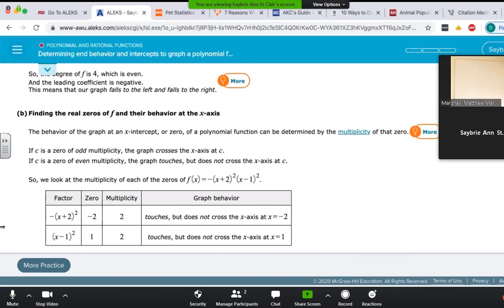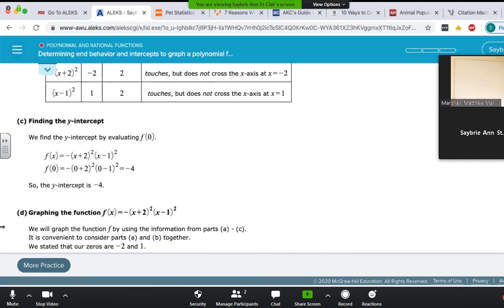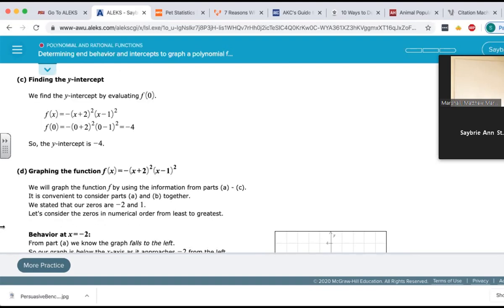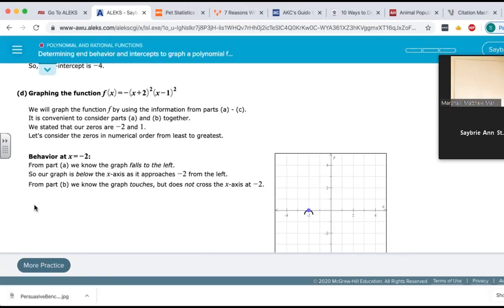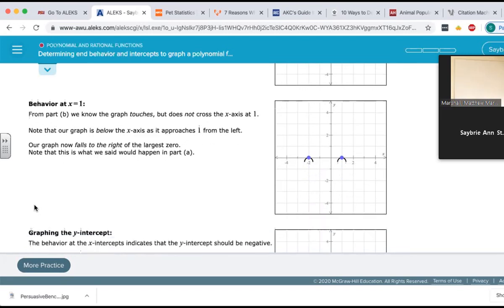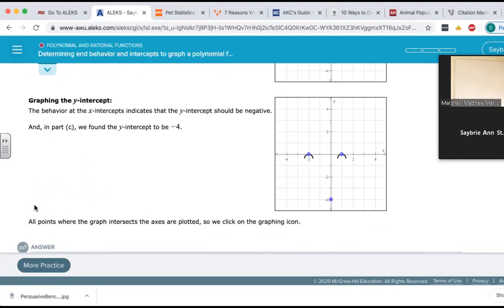You want to go down a little bit? Sorry, I got hung up on that. So plug in 0, do the math, negative 4. Alright, and then go down to D. This is so many parts. So negative 2 and 1 are the zeros. Falls left, goes up. Alright, go down a little bit. Alright, go down. So you gotta plot the y-intercept.